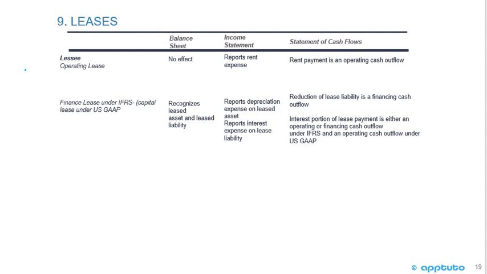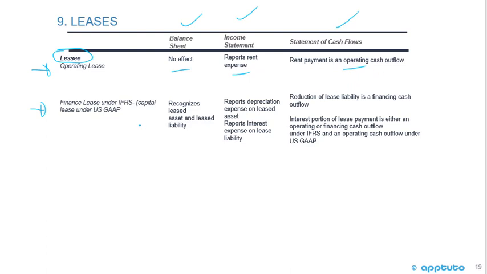Okay, just did a little table here at the end, looking at the leases. So first of all, we're going to look at from the lessee's point of view. We have the operating lease and the finance lease. We've got the balance sheet, the income statement, statement of cash flows, just a little summary. So an operating lease from the lessee's point of view, I'm not taking the assets, so there's no effect to my balance sheet. I'm reporting a rent expense, and the rent expense is an operating cash flow, okay?